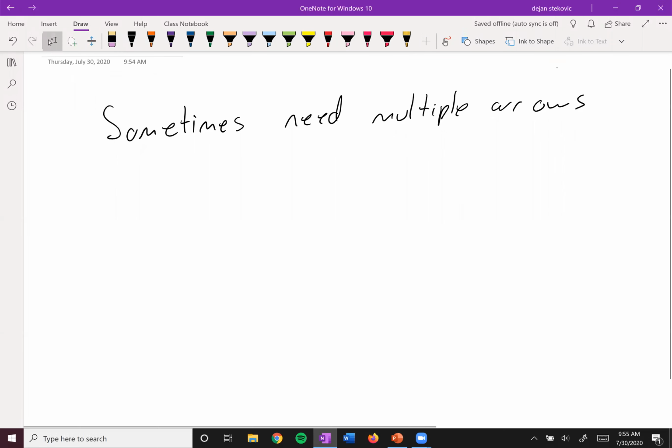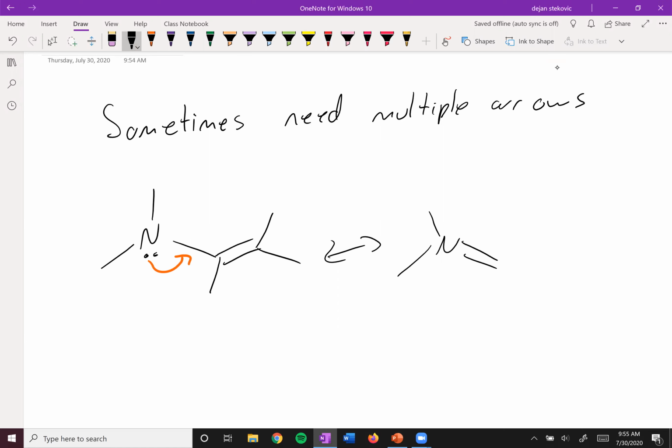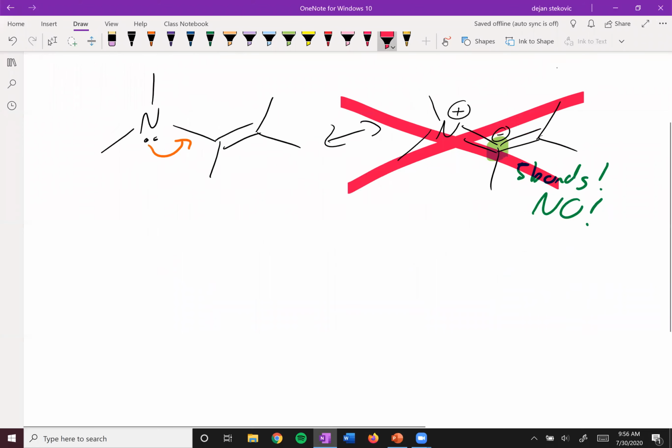All right, so like we saw in the last example, sometimes we need multiple arrows to show what's going on. So let's take another example of this. Here we have this nitrogen with its lone pair. We can think about moving this nitrogen lone pair over here. But if you do that, think about what the structure is going to end up being. If you take a look at this central carbon right here, now it has 5 bonds. That's not okay, right? Carbon can only form up to 4 bonds. So we can't do this resonance structure.